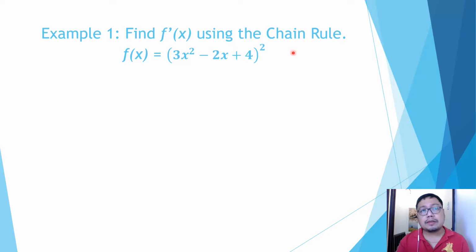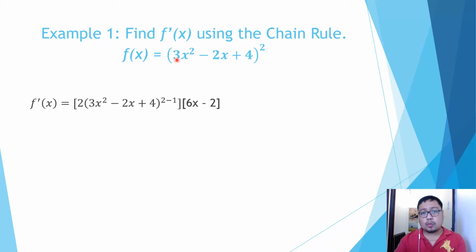So in this case, for our outer function, we can use the power rule. That is 2 times (3x squared minus 2x plus 4) raised to 2 minus 1, that is n minus 1, times the derivative of the inner. This is our inner function. So we have the derivative of 3x squared, that is 6x. The derivative of negative 2x is minus 2. The derivative of a constant is 0. So 2 minus 1 is 1.